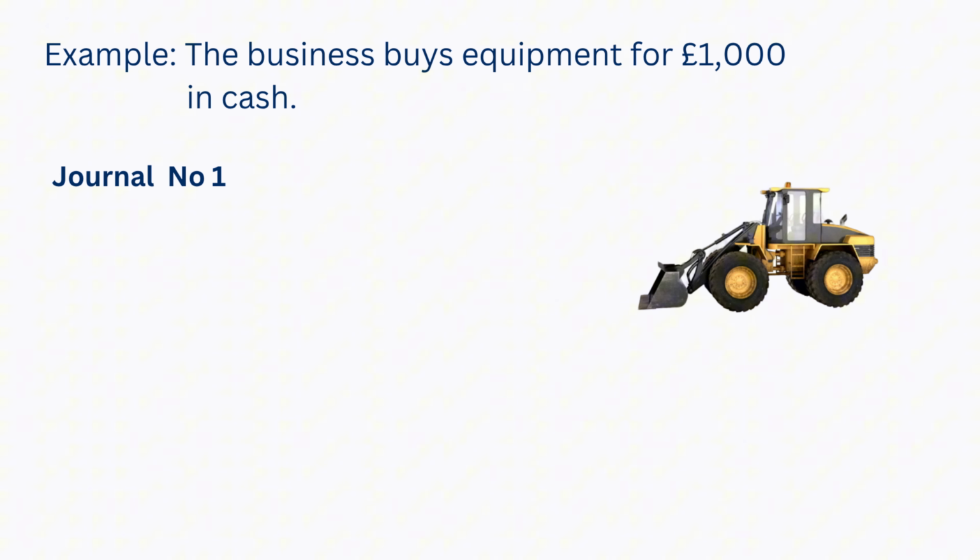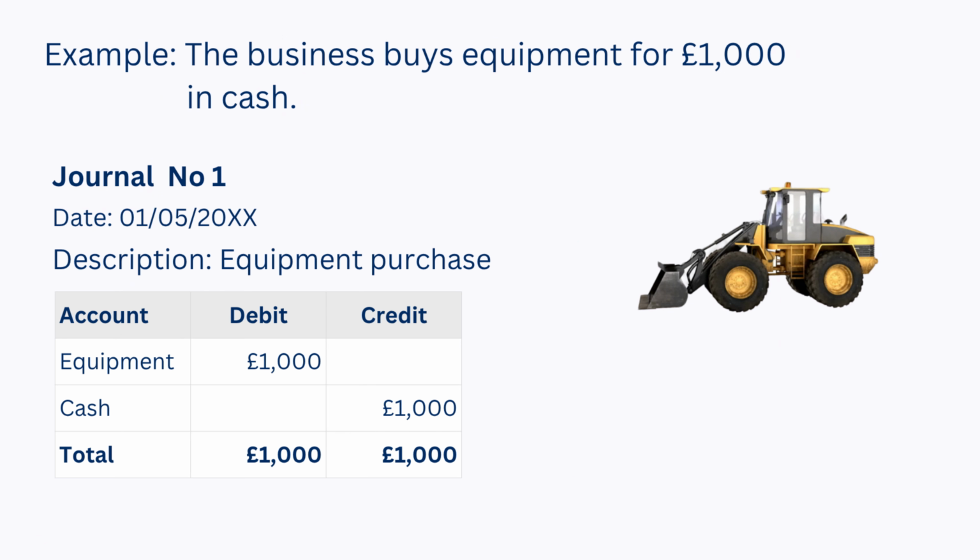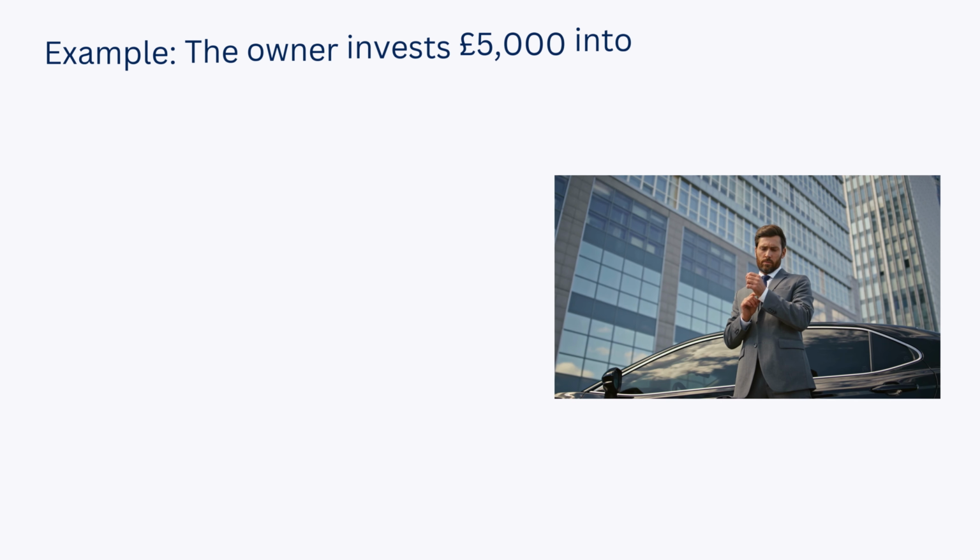Now let's look at how to actually write a journal entry in the correct format. A journal entry has three main parts. The date, a short description which explains the transaction, the account names with debit and credit. We debit equipment 1,000 and credit cash. Debit should equal credit. Next example.